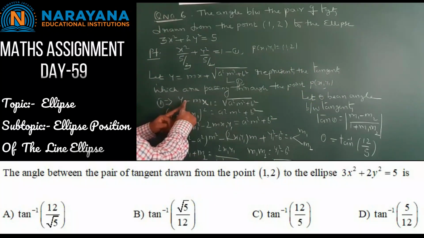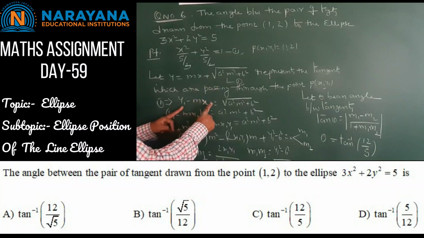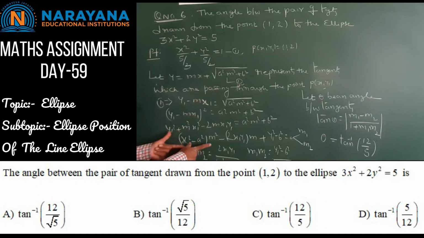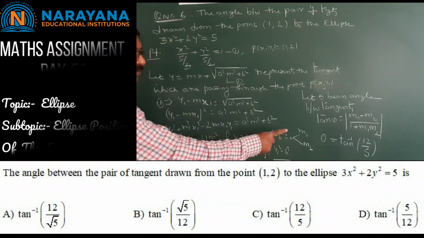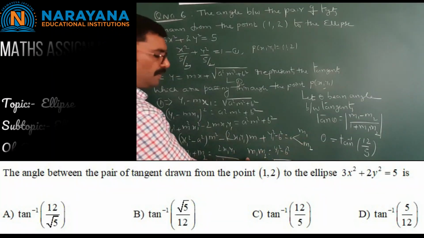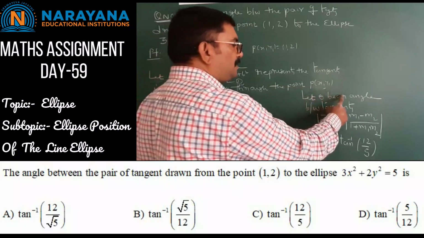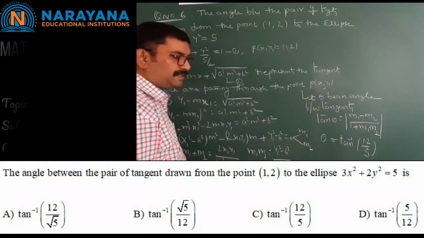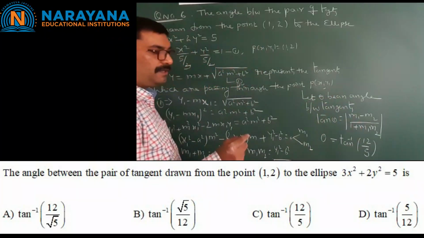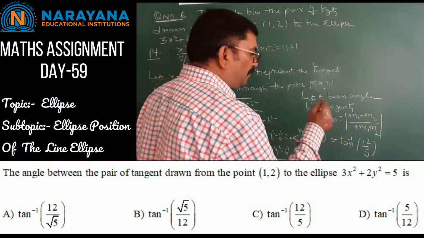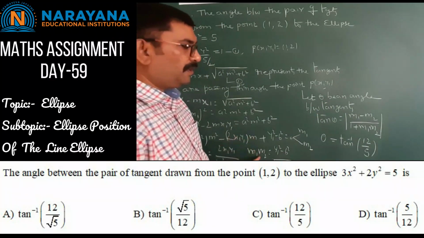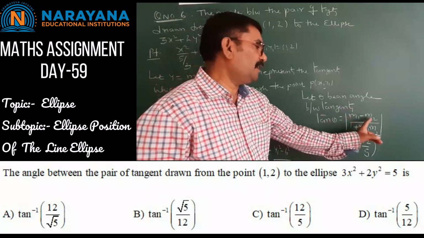Substitute x and y is equal to x1, y1. Squaring on both sides, we get a quadratic equation in m. Its roots are m1 and m2, with the sum of the roots and the product of the roots. Let theta be the angle between the two tangents. Therefore, tan theta is equal to (m1 minus m2) by (1 plus m1 into m2). You know m1 plus m2 and m1 into m2, so you can find out m1 minus m2.